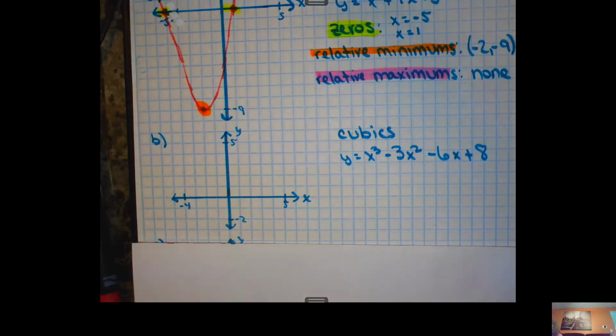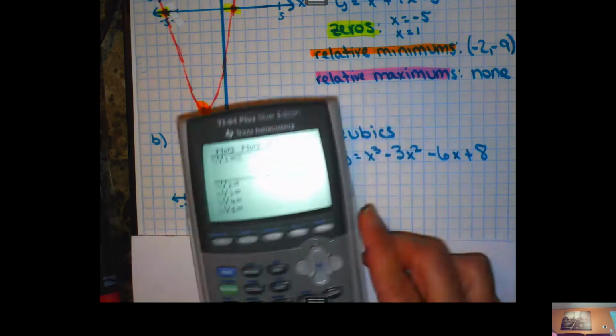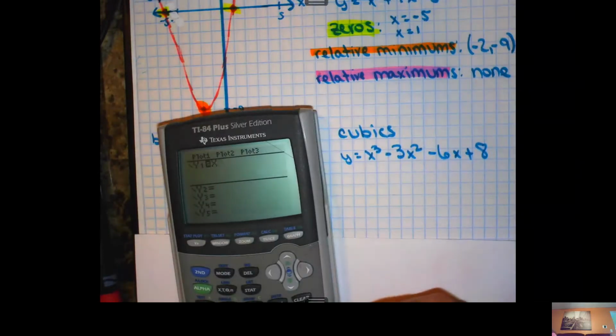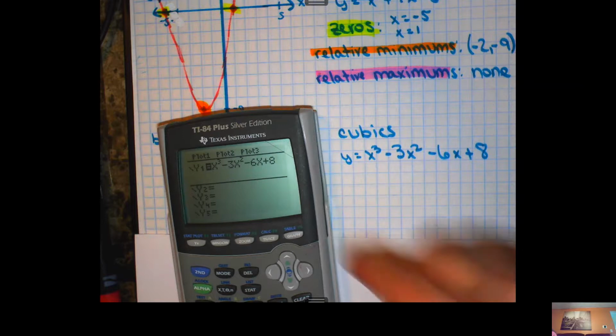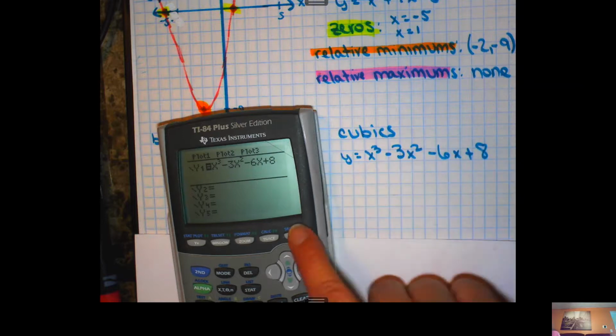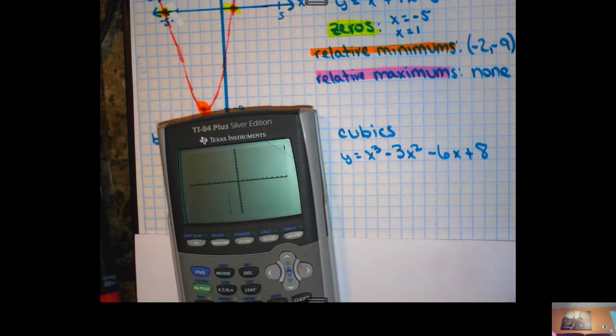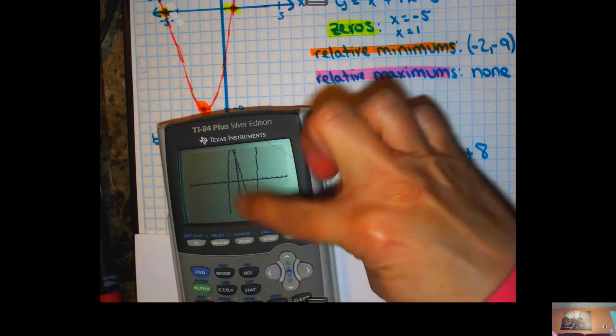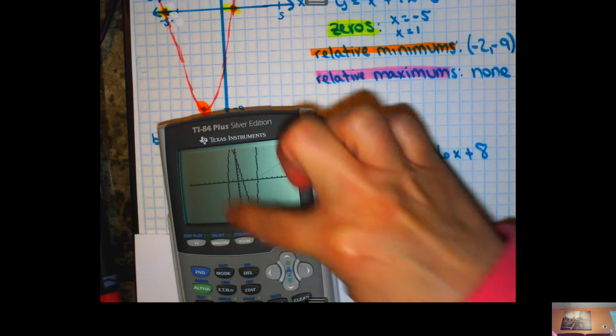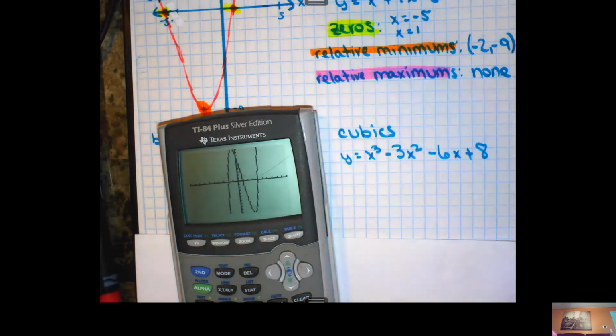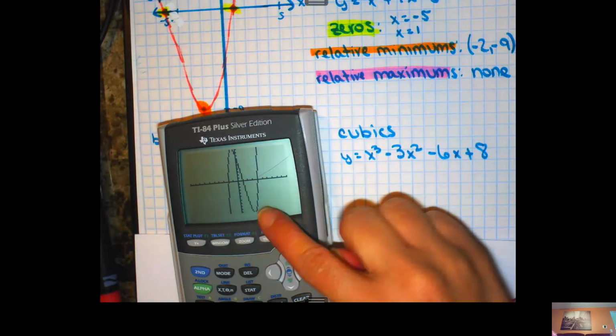So while you're writing that, I'm going to go to my calculator, go to y equals, see what it looks like. So we have x to the third minus 3x squared minus 6x plus 8. I'm just going to see what it looks like. Here's my graph. And we can't see all of it, but notice that it goes up, down, and then up again. So there's a hill, there's a valley. So anytime we have a power of 3, this is the shape it's going to look like.